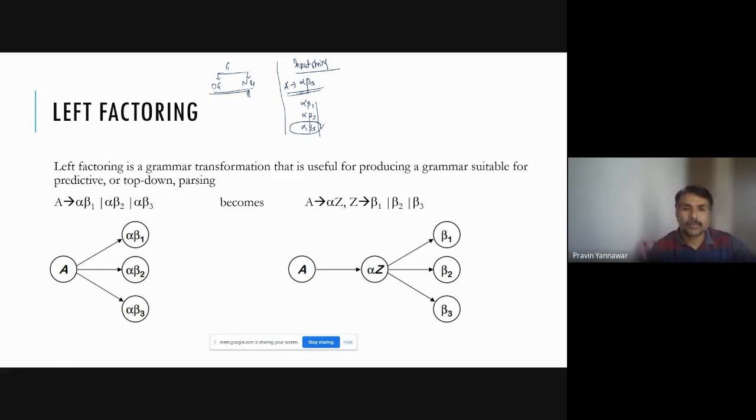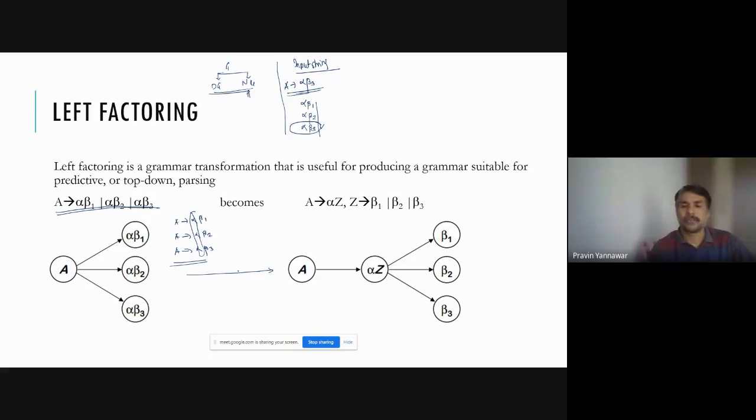So in order to improve this representation, we need to understand that the grammar we have contains some common terms and some non-common terms. Now look at the production: A implies alpha beta 1, A implies alpha beta 2, A implies alpha beta 3. What is common in all the productions? This alpha. What is different? That is beta 1, beta 2, beta 3. So the decision is based on beta 1, beta 2, beta 3. Whenever the replacement comes, the later decision follows. So this is a non-deterministic representation.